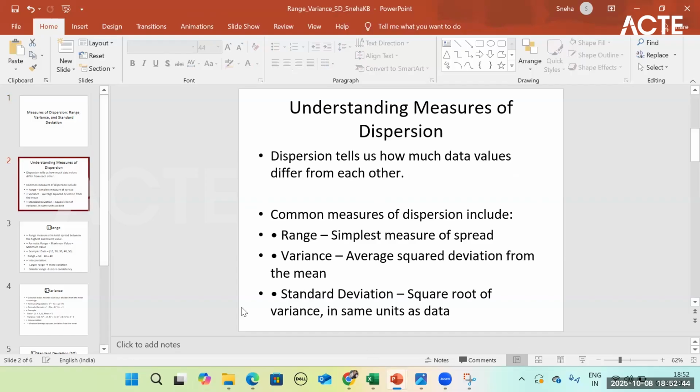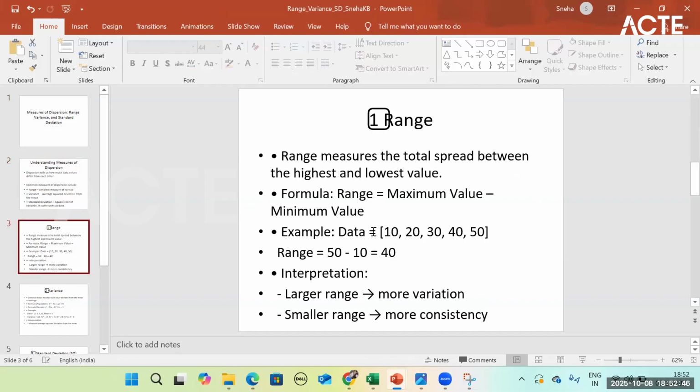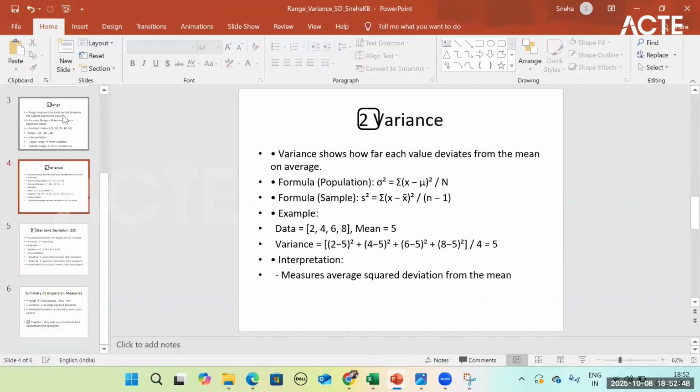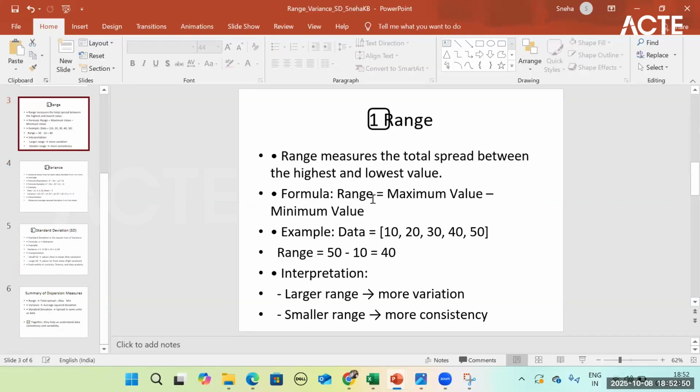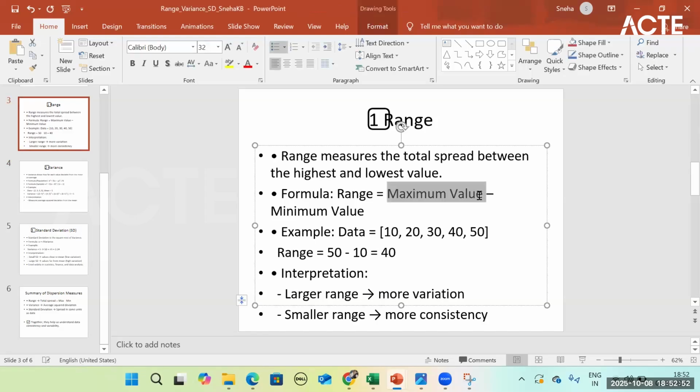So how do we calculate range? Range is calculated as maximum value minus minimum value. For example, this is the data set. The maximum value is 50 and the minimum value is 10. The difference between these two will give you the range of the data.